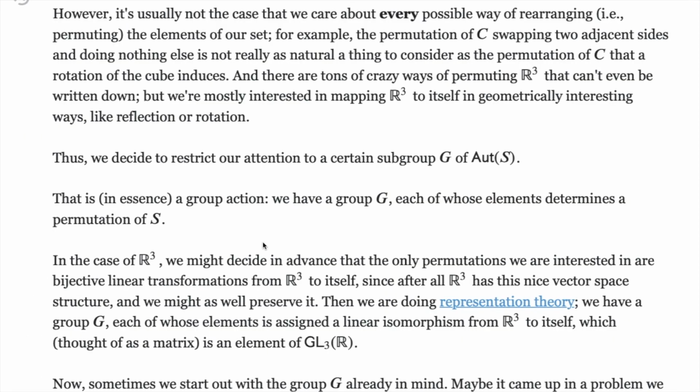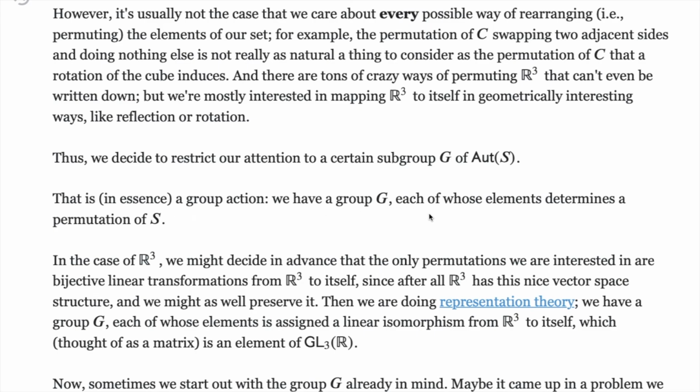So we are more interested in the linear transformations on R2 or R3. Those are the permutations we want to look at at this point. There are tons of crazy ways of permuting R3 that cannot even be written down, but we are mostly interested in mapping R3 to itself in geometrically interesting ways like reflection or rotation. Thus, we decide to restrict our attention to a certain subgroup G of S_A. That is, in essence, a group action.